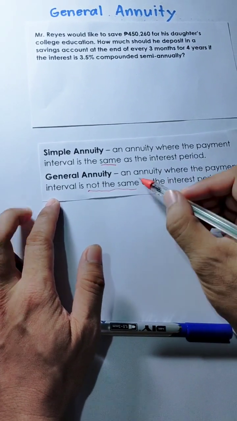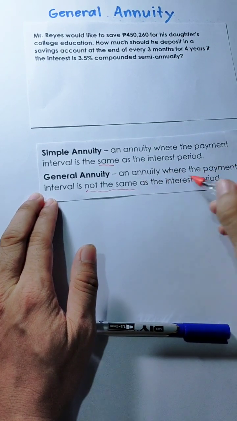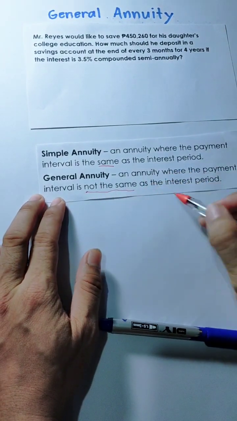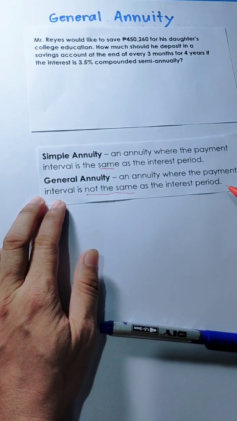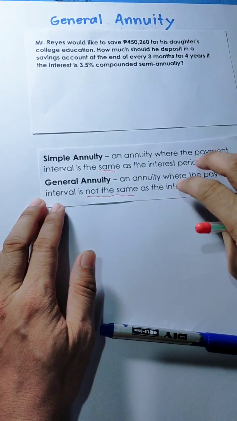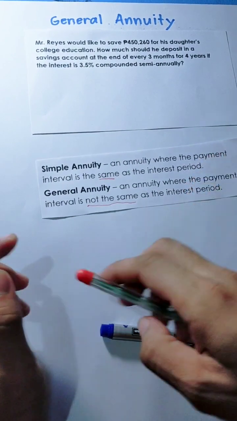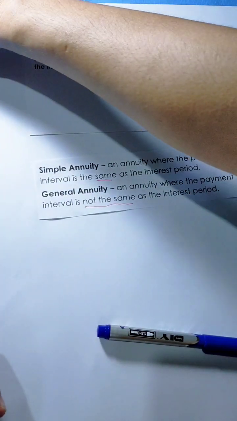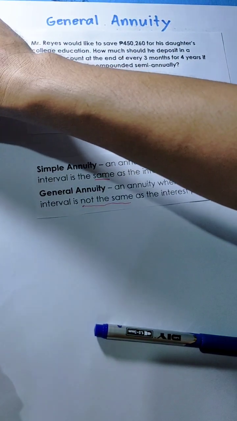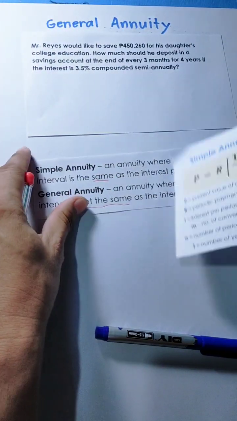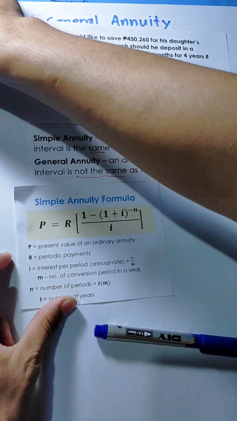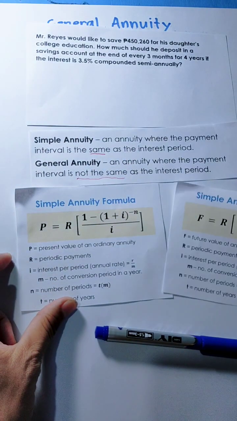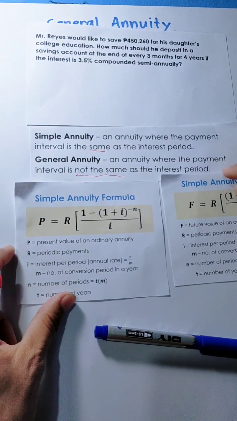But in a case where the payment interval is not the same as the interest period, then we have a general annuity. Now, if we have a simple annuity, the formula will be this. Okay, so that's the formula for the present value and the formula for the future value.